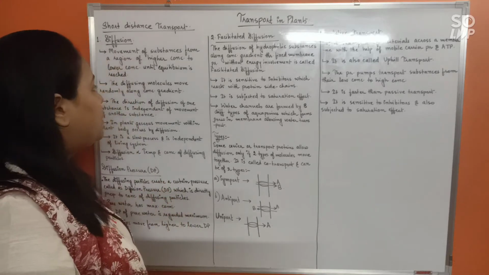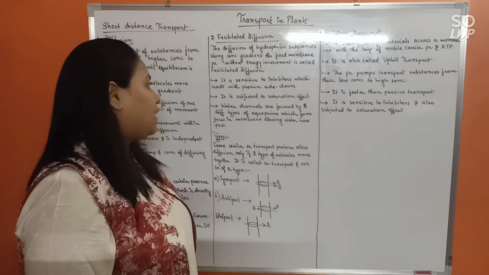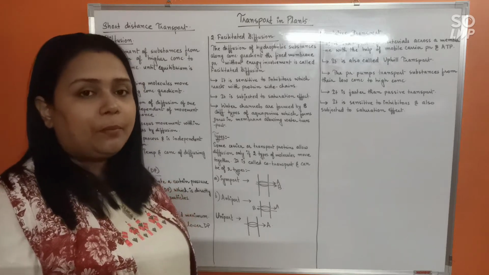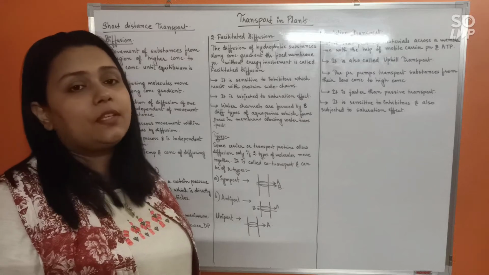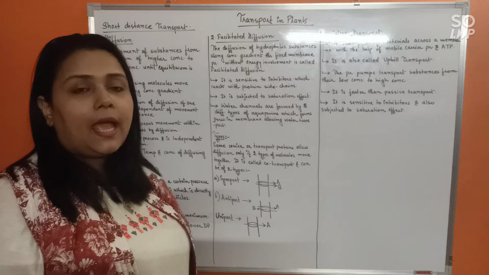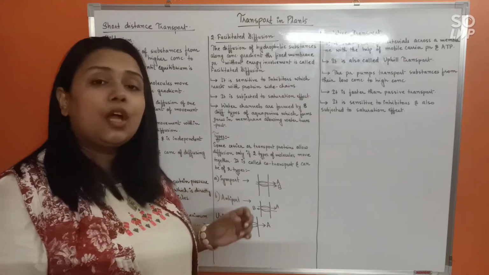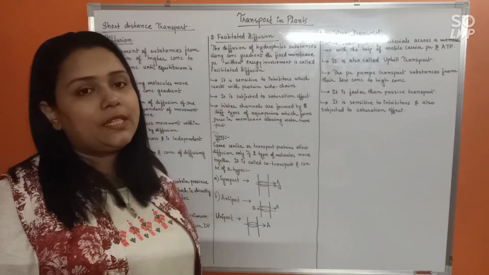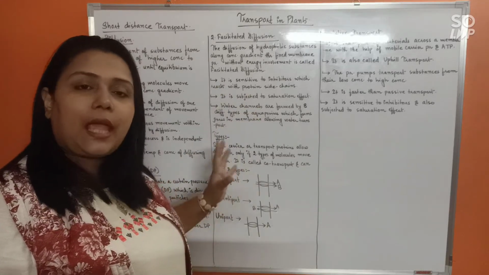Now see, it is sensitive to inhibitors which react with the protein side chains. Because facilitated diffusion takes the help of certain membrane proteins, these membrane proteins or carrier proteins are highly specific. They are very specific to the substrate to which they bind, and they can be easily inhibited by certain inhibitors which make them non-functional by reacting with their protein side chains. So they are sensitive to inhibitors, these carrier proteins.